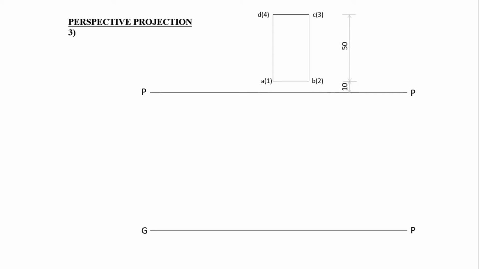Next we draw the ground plane. Then in the ground plane, the front view of the object is also drawn. The points 1, 2, 3, 4, etc., then A, B, C, D, etc., are drawn with the dash. In the front view, it is with the dash. So the front view and top view of the object as well as the picture plane and the ground plane are drawn.